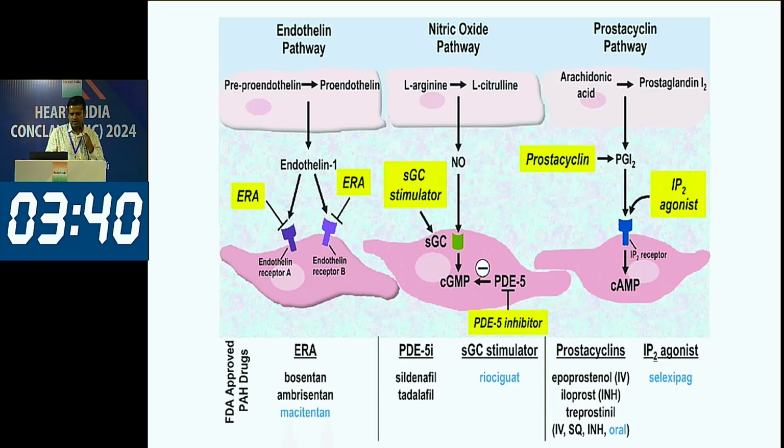And the third group is prostacyclin pathway, which are direct prostacyclin like epoprostenol, which is very less commonly used because of side effects, iloprost, which is inhalation, and treprostinil, which is very commonly used. And the newer drug is IP receptor agonist, that is selexipag. These are the currently approved drugs for PH treatment.